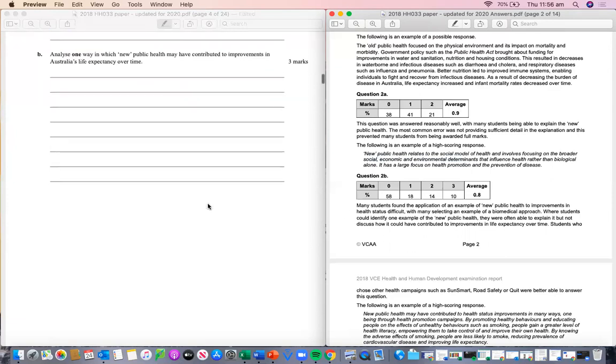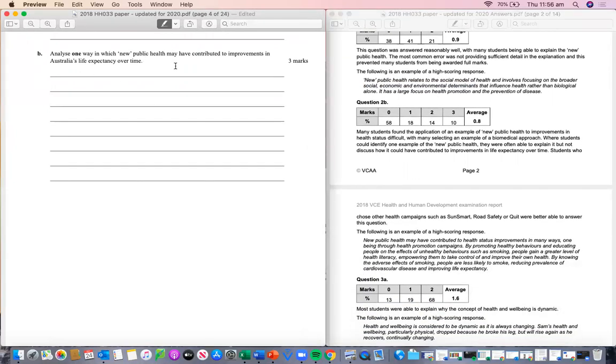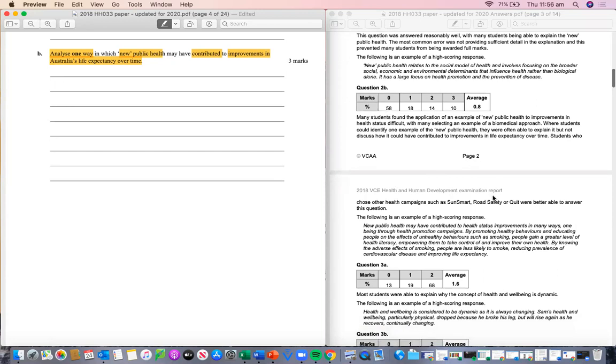Question 2B. Analyse one way in which new public health may have contributed to improvements in Australia's life expectancy over time. So again, analyse one way. You've got new public health, contributed is another one, and then you've got improvements in Australia's life expectancy over time. Now, again, it might seem that you're just highlighting the whole question. It's not. It's focusing on key points here. So the average mark out of 3 was close to 1. 58 people got 0.